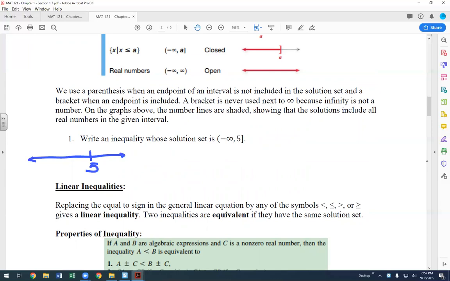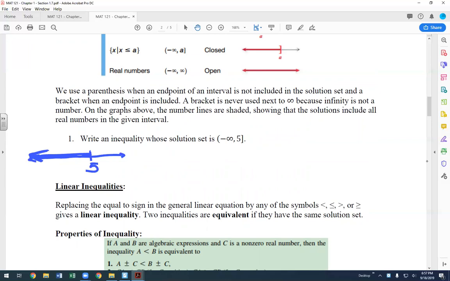What direction am I going? We're going to the left. Since we're going to the left, let's shade the left-hand side of our line. And they're asking us to write an inequality, which means we're writing it something like that.